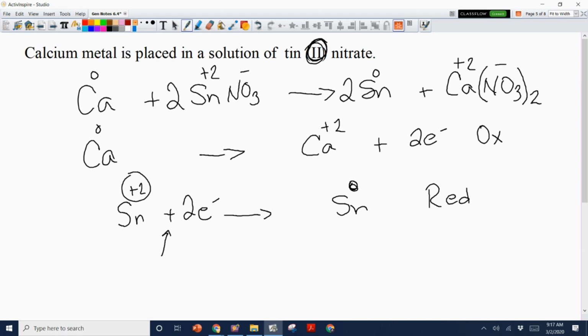So we're going to do more and more examples during class. So make sure that you have your periodic table because you're going to need to know what the charges of all of these elements are.